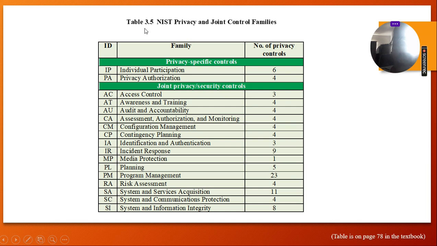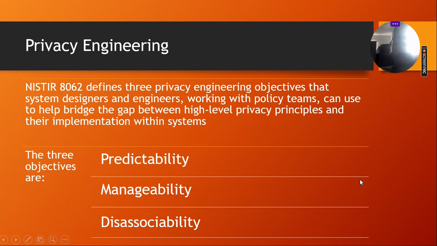So this is table 3.5, which is the NIST privacy and joint control families, data they've collected, and so on and so forth. Now let's move on quickly. Then we go to what we call the second aspect. Remember, their privacy include privacy control, privacy engineering, and privacy framework. So their privacy engineering deals with what we have studied in privacy engineering in chapter 2 before. It talks about the predictability, the manageability, and disassociability.